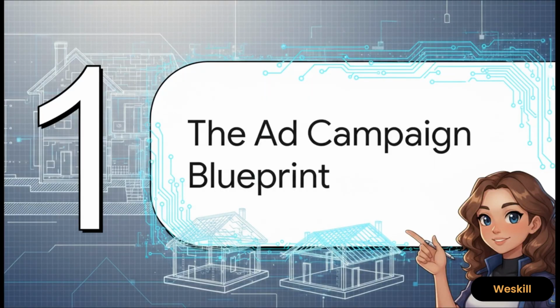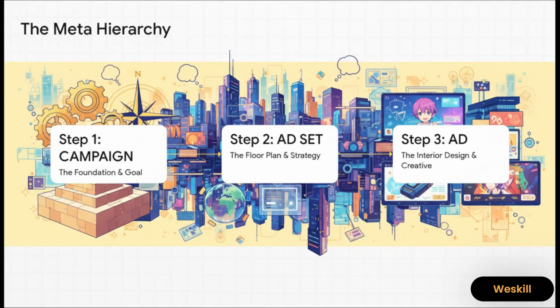So here's the ad campaign blueprint. The best way to think about this is like building a house. You wouldn't just grab some hammers and nails and start throwing up walls, right? Of course not. You'd start with a solid blueprint. And that is exactly what Meta's campaign structure is for your ads. So here are the 3 steps, the 3 levels of that hierarchy. You've got the campaign, the ad set, and the ad itself. Each one has a very specific job to do.